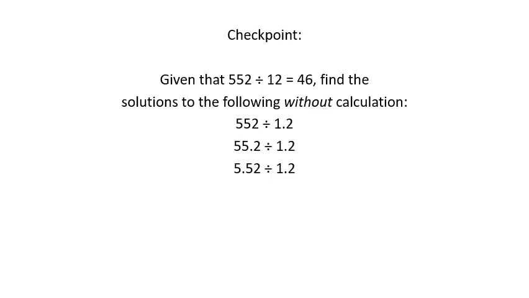So for your checkpoint problem, I'm going to give you a fact here that 552 divided by 12 is 46. Given that, I want you to find the solutions to the following problems without doing any calculation, without grabbing a calculator. I just want you to reason through what these solutions would be: 552 divided by 1.2, 55.2 divided by 1.2, and 5.52 divided by 1.2. You can see that these are all variations on that first piece. You should be able to solve all of these without the aid of a calculator, paper, or pencil, and be able to explain how you got that solution.